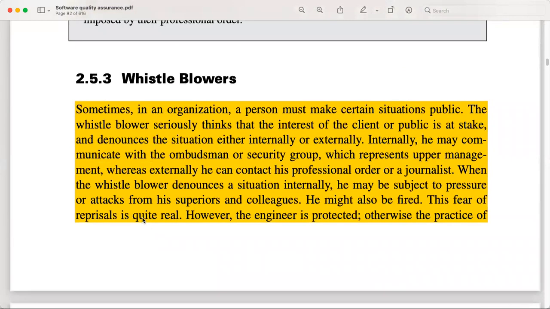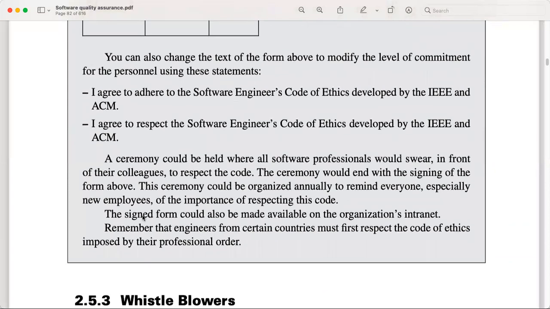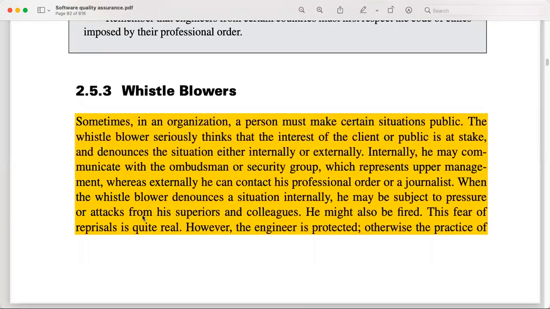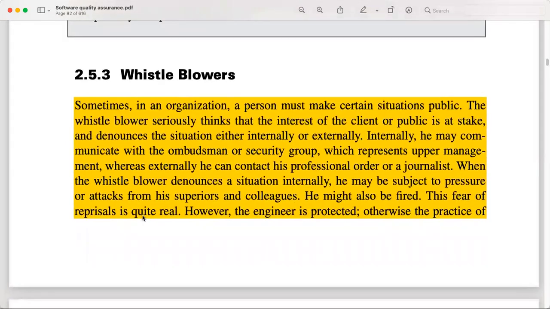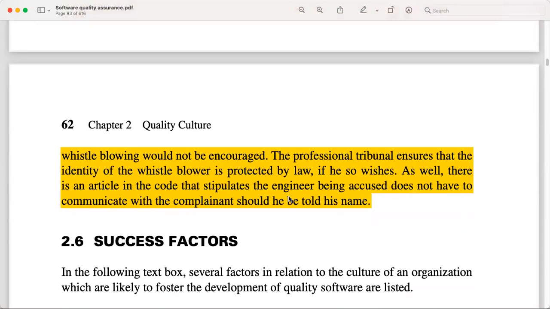So this is very tough, especially in third world countries, because here the whistleblowers are not protected by law, or even if they are protected, the implementation is negligible. So in Western countries, whistleblowing is very real, and they are protected by law, and they cannot be fired. Their names are most of the time confidential as well.